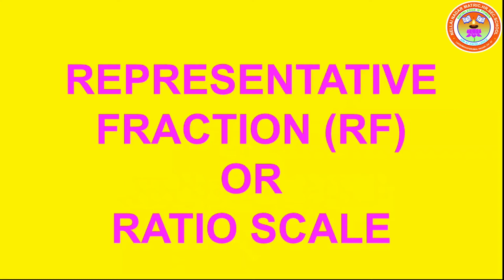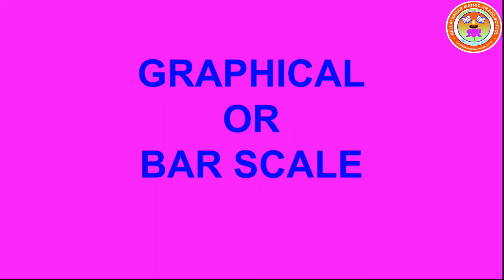Representative fraction, RF or ratio scale. It shows the relationship between the mapped distance and the corresponding ground distance in the same units of length. For example, a fraction of 1 is to 50,000 shows that 1 unit of length on the map represents 50,000 of the same units on the ground. 1 centimeter or 1 inch on the map represents 50,000 centimeters or 50,000 inches respectively on the ground.